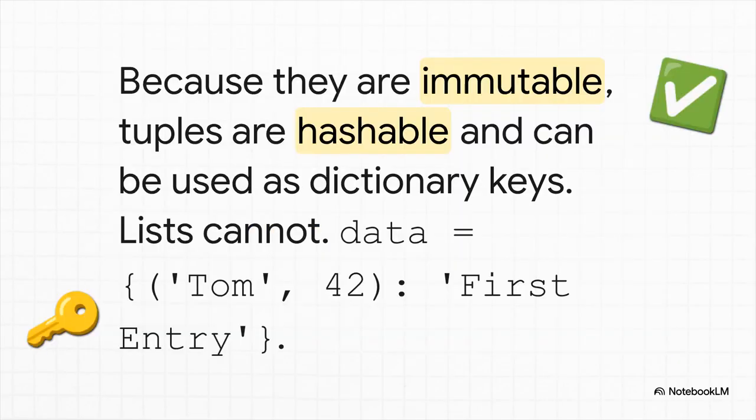And this is where the tuple comes in to save the day. Because it's immutable, a tuple is hashable. So here, we're using a tuple that contains a name and an age as a unique key in our dictionary. This is a really common and powerful pattern. You're effectively guaranteeing that the key identifying your data will always be the same.